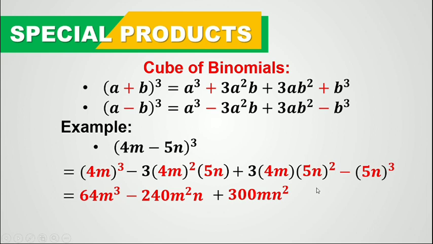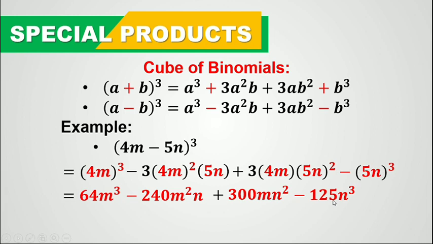And then minus the cube of 5n. The cube of 5n is 125n cubed. It's not 5 times 3, but 5 times 5 times 5, which is 125. So we get 5 cubed, and then n cubed.